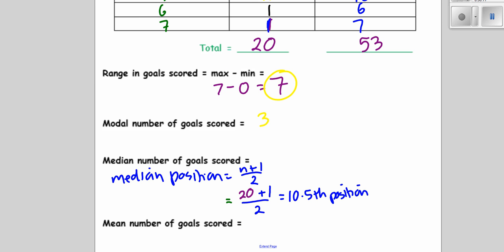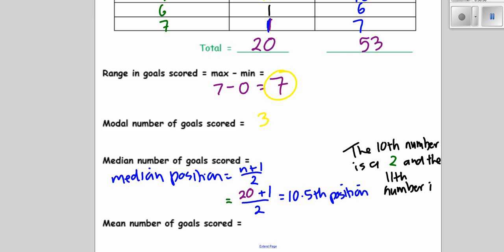So we might want to write that down. The 10th number is 2, and the 11th number is a 3. It's hard to write notes on this, because it's hard to explain what we just did. So the median is 2.5, the average of 2 and 3. There's a lot of messing around to find the median in these tables. You find the median position first using n plus 1 over 2, where n is the total frequency. That means it's the average of the 10th and the 11th. Count up to see where the 10th and 11th numbers would be, and the median is the average of those two.